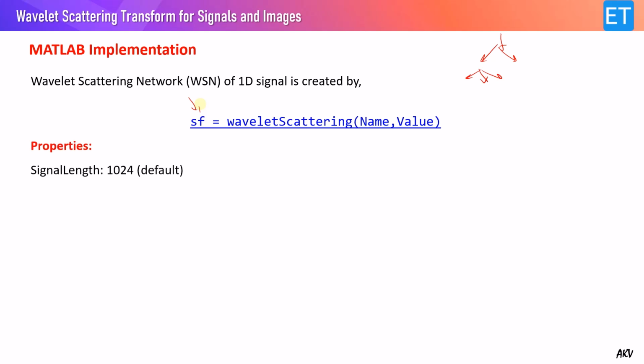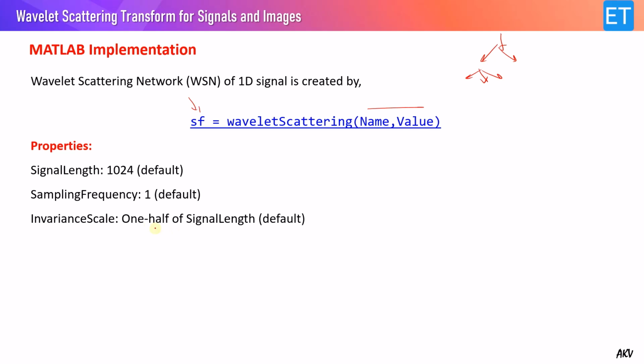So let's see the different properties which you can define here in the function name-value pairs. The signal length is one parameter which you can define. The default is 1024 samples. Sampling frequency is 1 by default, you can change it. The invariance scale, which I have just talked about, is the width of your scaling function. By default, it is just half of the signal length. If your signal length is 1024 samples, then 512 will be the support, the invariance scale. You can change it also.